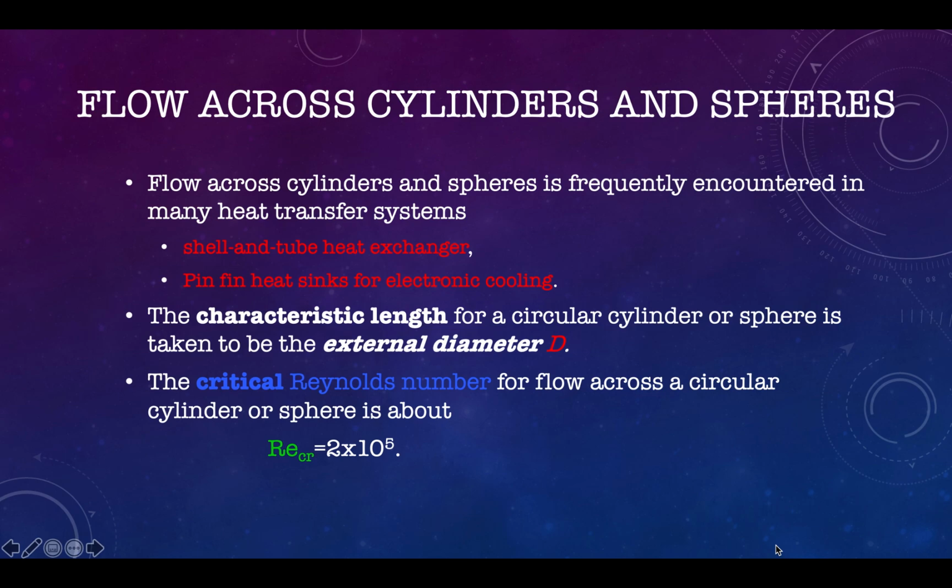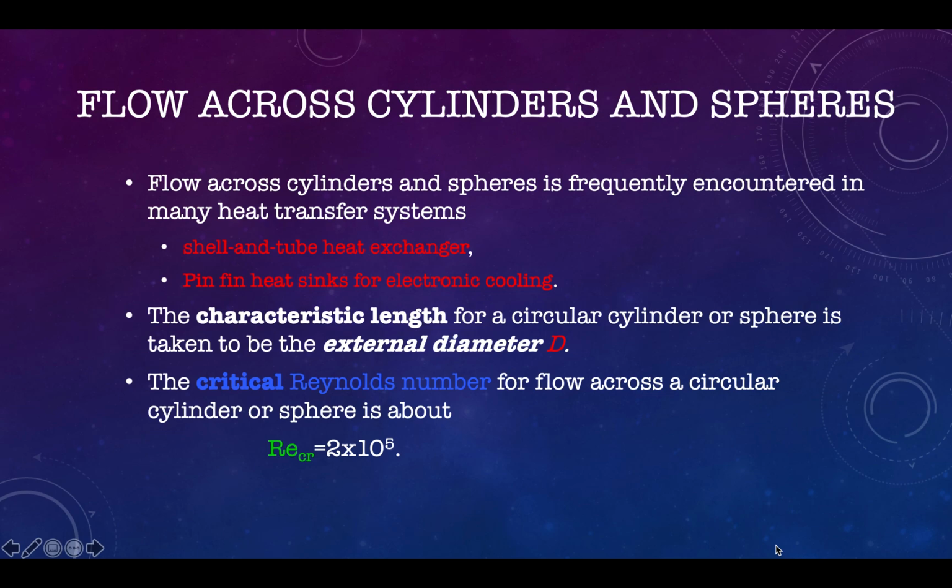Flow across cylinders and spheres is frequently encountered in many heat transfer systems. For example, shell and tube heat exchangers, and second, pin fin heat sinks for electronic cooling. Both of these equipment use heat transfer mechanisms, for example conduction and convection.